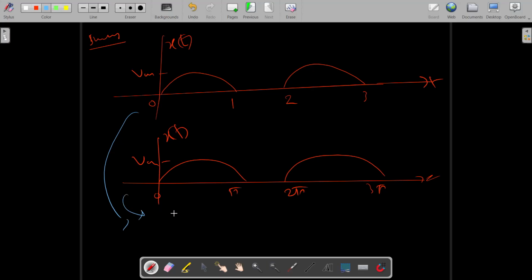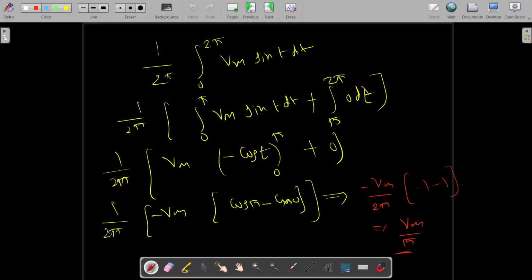In both cases, what was the answer we got? The answer was Vm by pi. So therefore the average value is independent of this time. The value of time can be anything, it doesn't matter. It only depends on Vm, that's it. So that is the main observation from these two problems. That is what we got as Vm by pi.